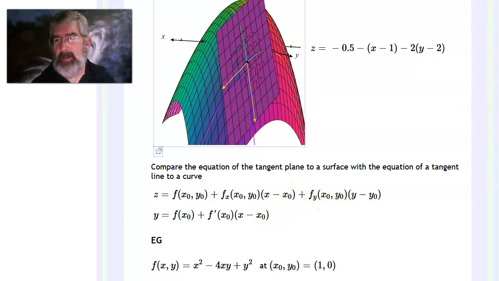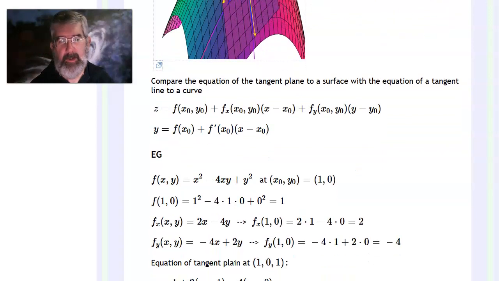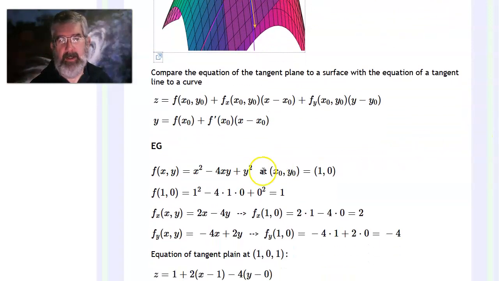Okay? Let's do one more example here. So I've got this function, z equals x squared minus 4xy plus y squared, and the point I'm going to be interested in is the point 1, 0. Evaluating the function at the point 1, 0, I just plug a 1 in and a 0 in, and I get 1. So the height is 1. The partial with respect to x of this thing is 2x minus 4y plus 0, and the partial with respect to y would be 0 minus 4x plus 2y.